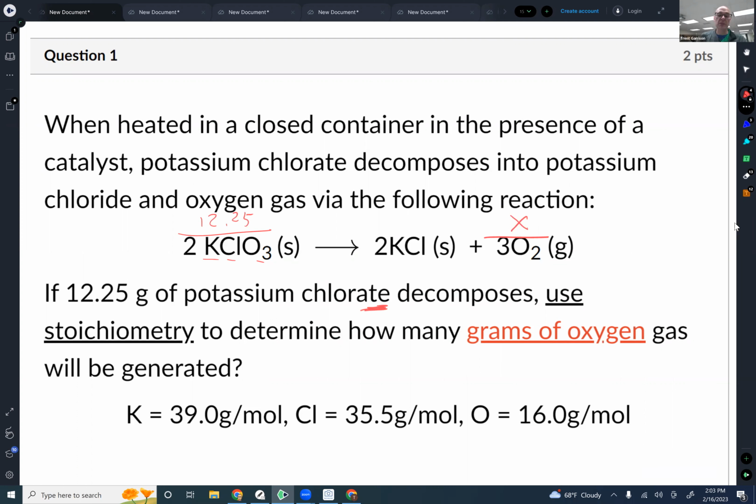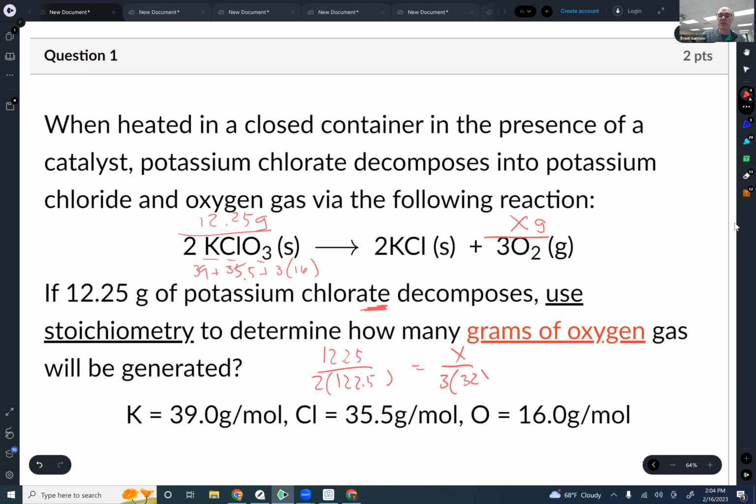Okay. So this is straightforward. This is grams to grams. There is nothing tricky. There's no limiting reactants or anything like that. So let's just set up a ratio: 12.25 over 2 times the weight of all of this. Potassium weighs 39, chlorine weighs 35.5, and there are 3 oxygens that each weigh 16. So that is 48 plus 35.5 plus 39, that's 122.5. The X is over 3 times the oxygens. Each of the oxygens, again, are 16.